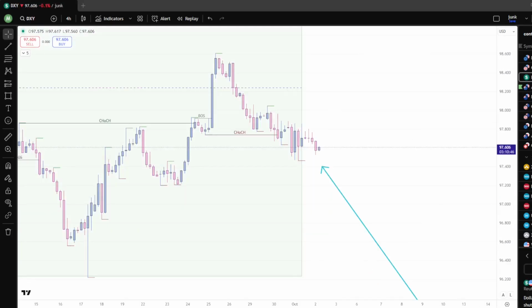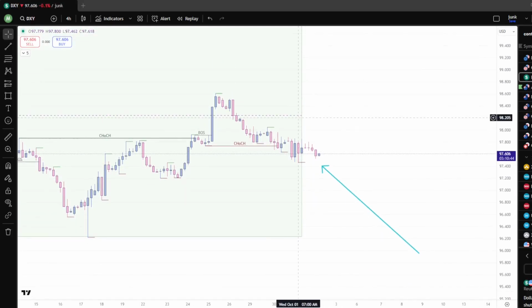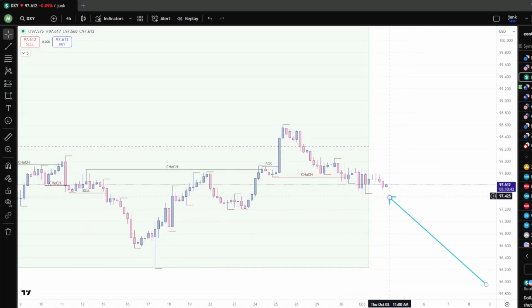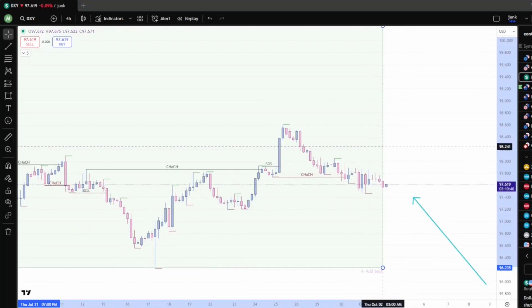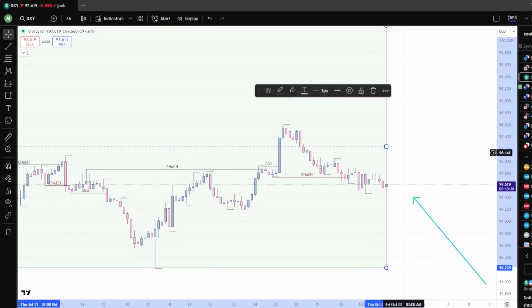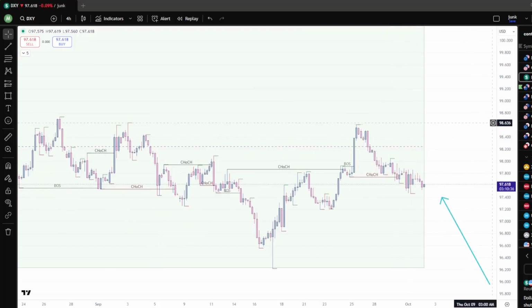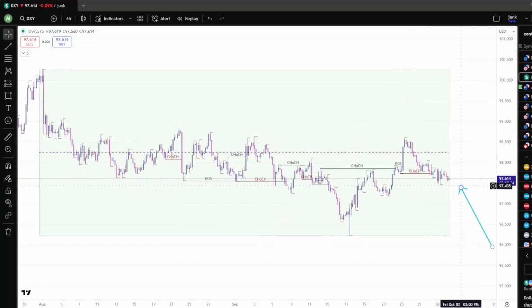And we briefly take a look at DXY. As you can see, no real movement from yesterday. It just continues to trade sideways, with no real break of any lows or any highs.